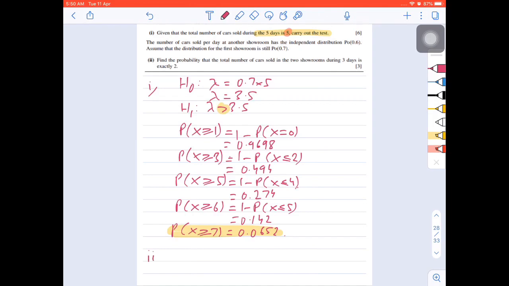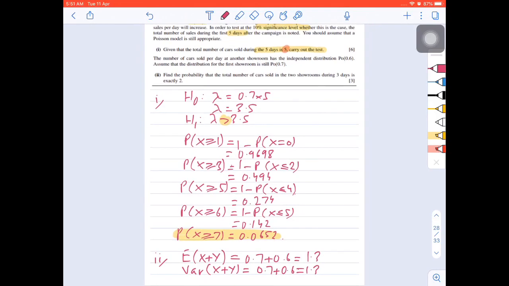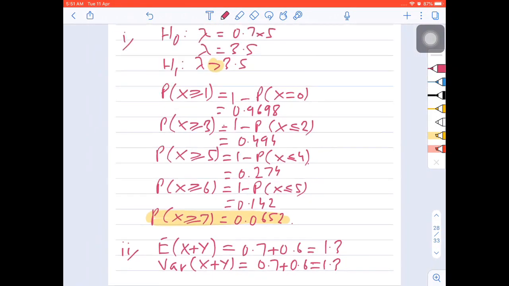So we combine these distributions to get the total number of cars. So expected values will be added, 0.7 plus 0.6, 1.3, and variances will also be added. So again 0.7 plus 0.6 is 1.3. So it still follows Poisson with 1.3.